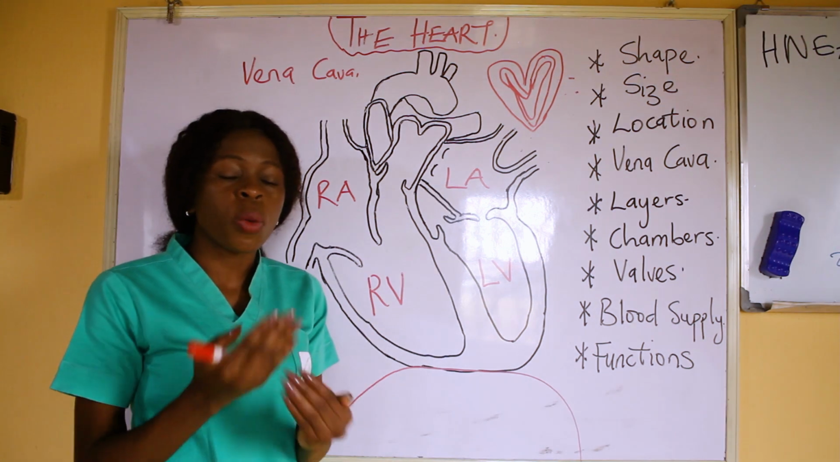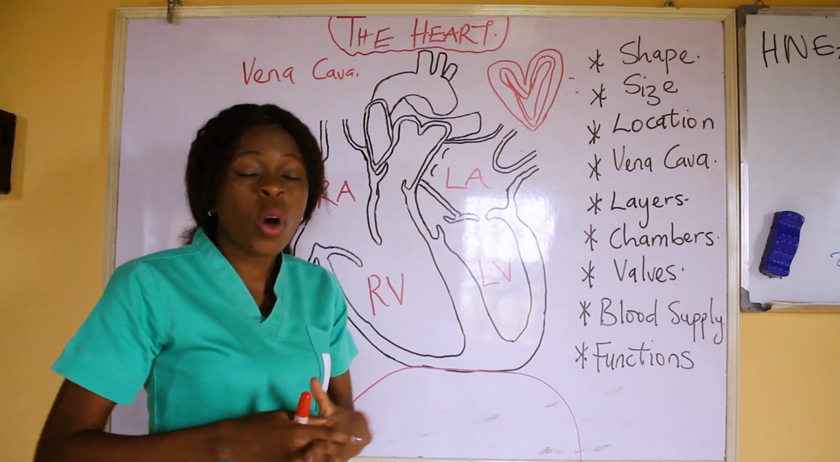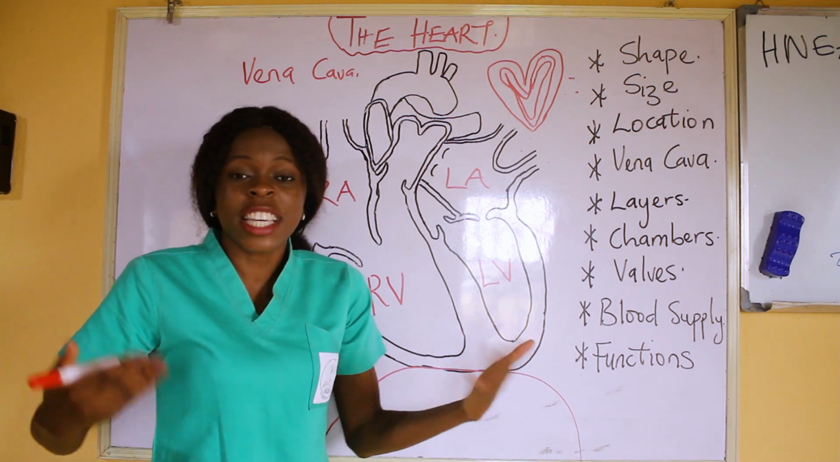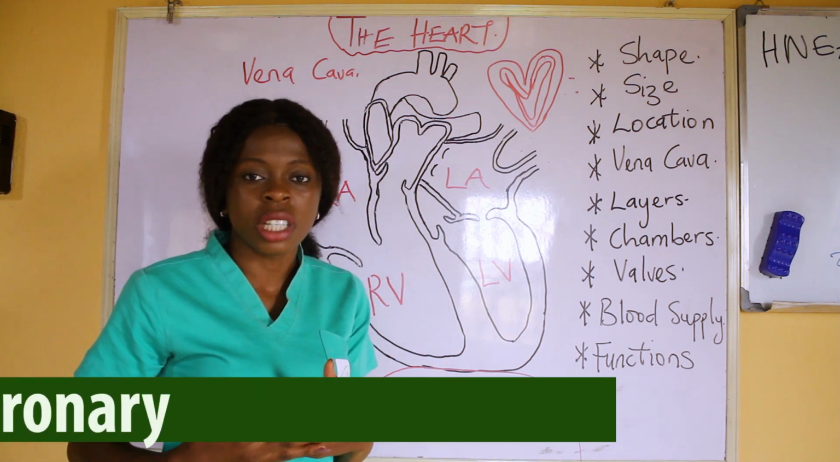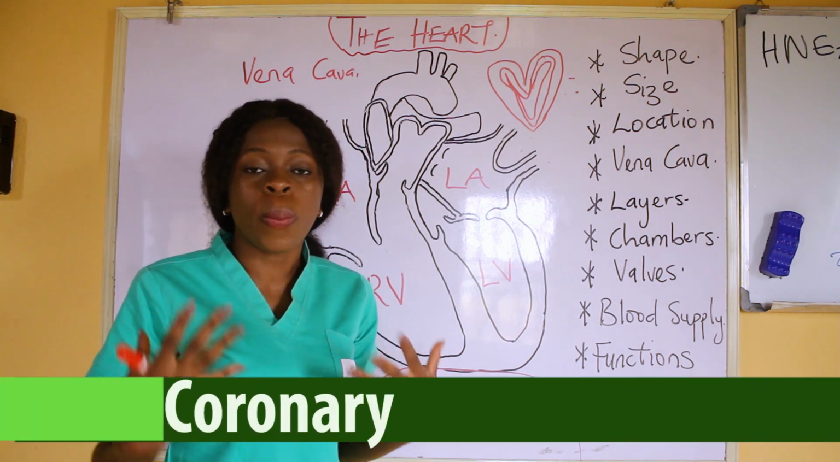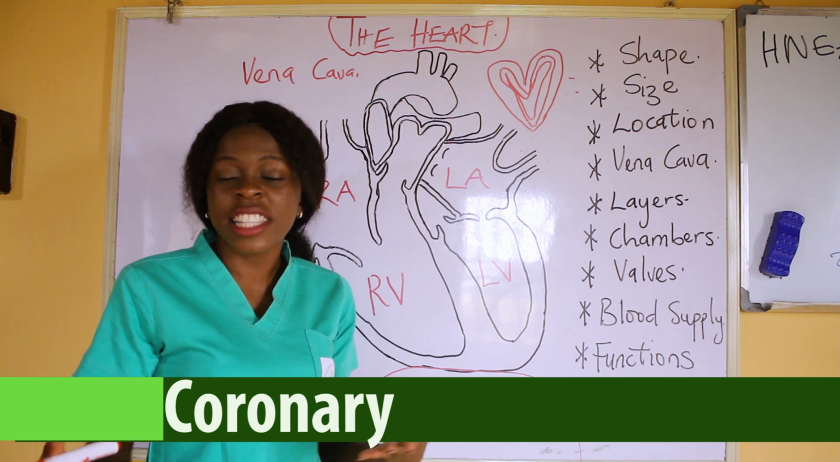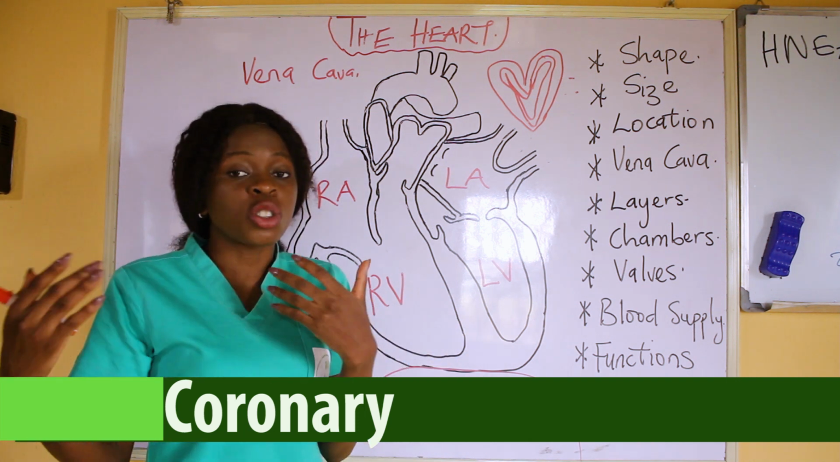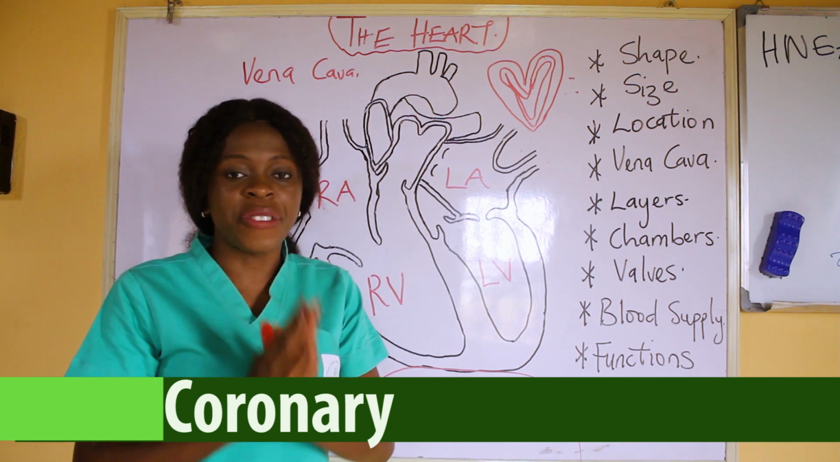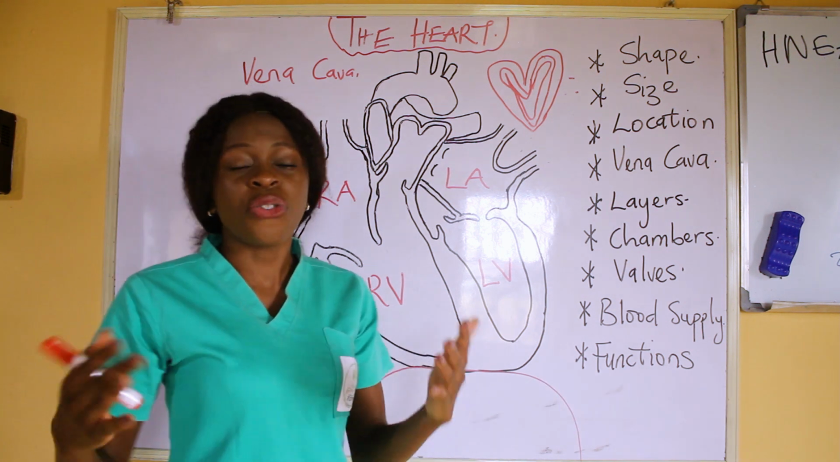And that takes us to the blood supply to the heart. What gives the heart the basic nutrients it needs is known as the coronary artery. The coronary artery supplies the heart with the necessary oxygen and nutrients it needs, and it's all drained by the coronary veins.